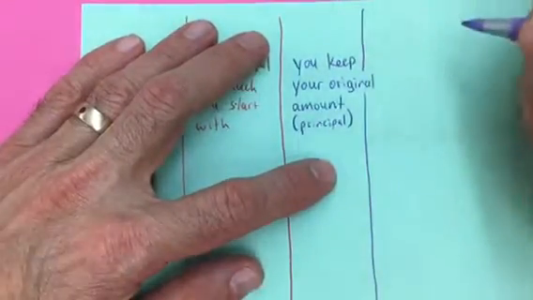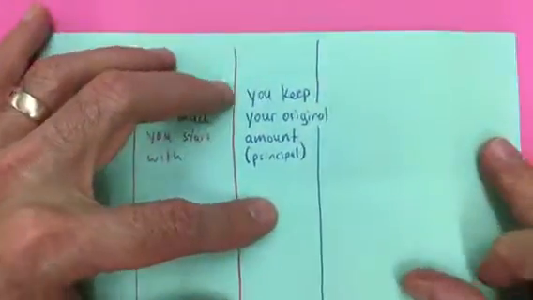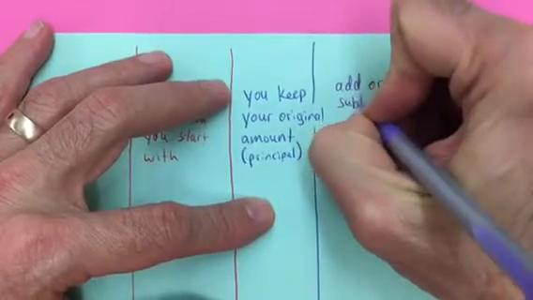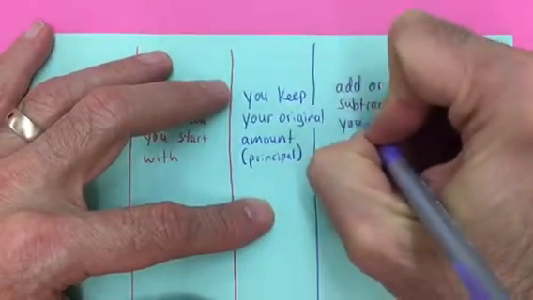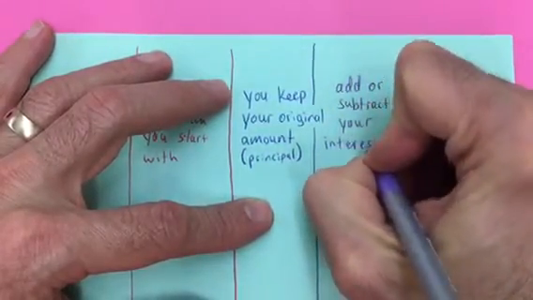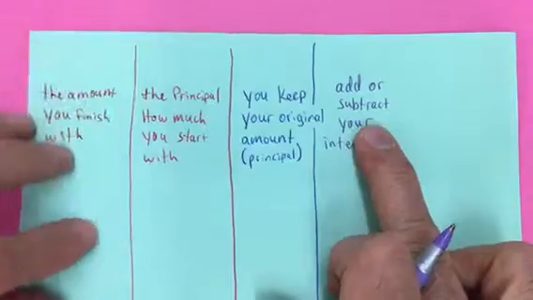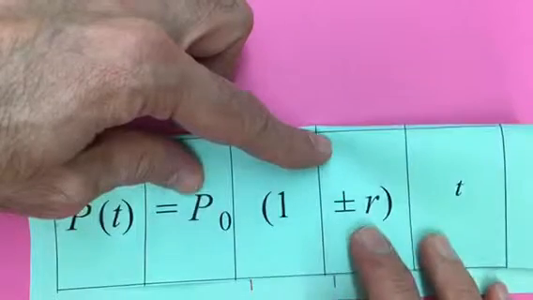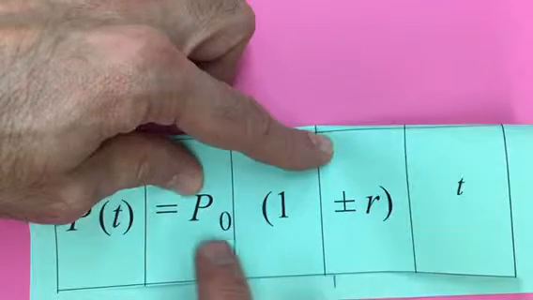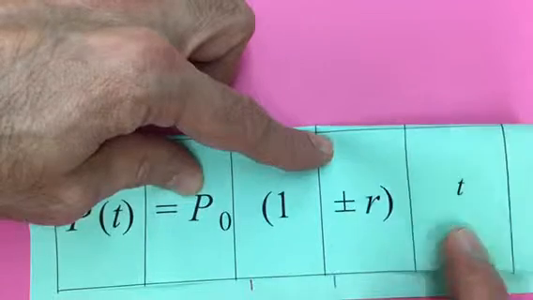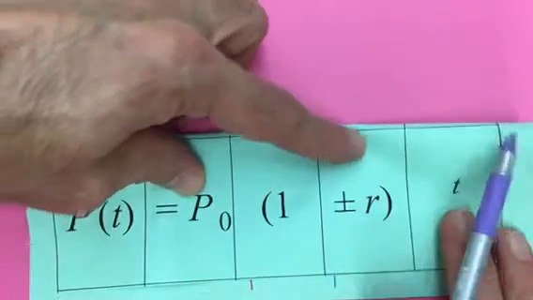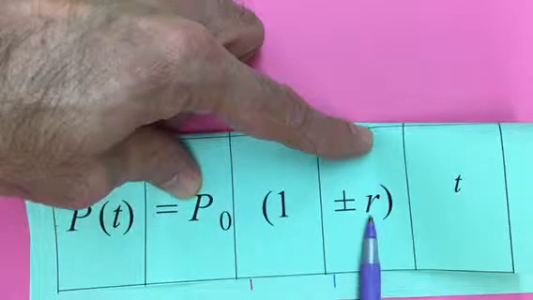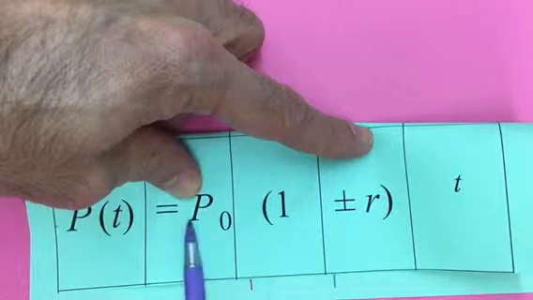What am I going to add? Add or subtract your interest. So the reason I say subtract is because maybe you're going to have a situation where things are decreasing. So you can also use the same formula for exponential growth or exponential decay. So this isn't just for money. This could represent nuclear material that is decreasing or decaying over time. It can represent bacteria that is growing.